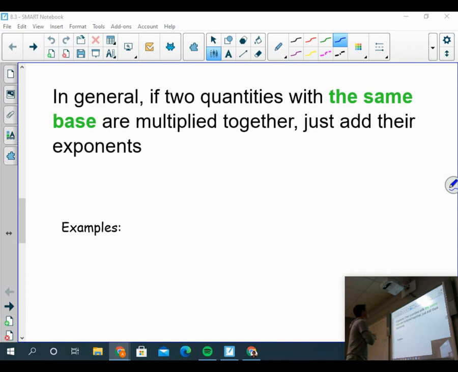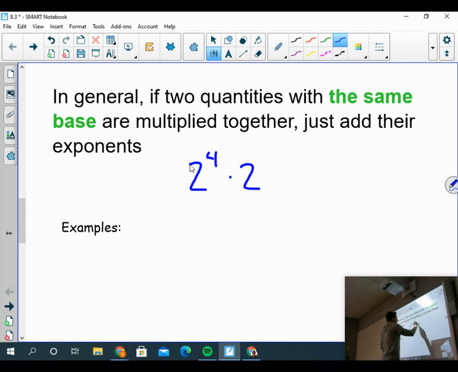Okay, so what is our rule that we're going to learn in 8.3? Well, in general, if two quantities with the same base are multiplied together, you just add their exponents. So I think an example will really help us understand what we mean by this. So let me set the scene here.